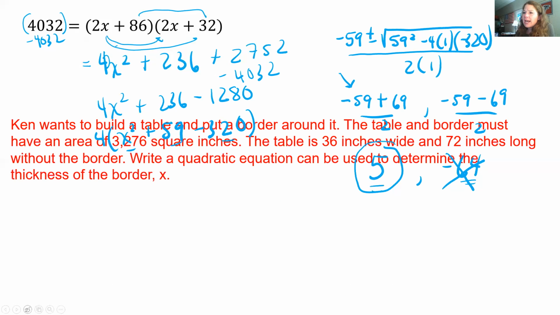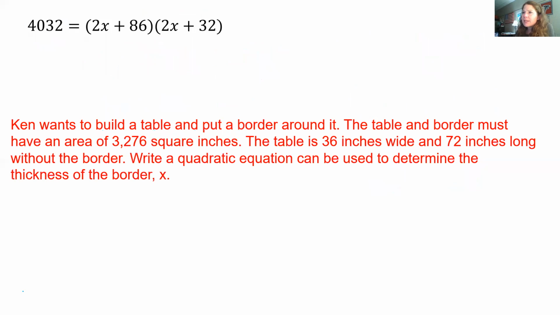All right, let's look at what Ken did. It says Ken wants to build a table and put a border around it. So this is kind of the same situation. So you should set this one up just like you did up here.